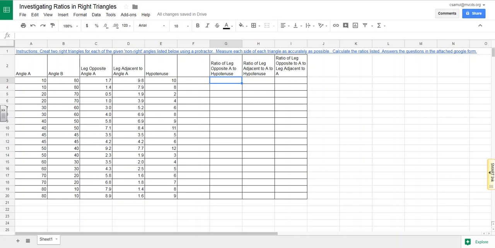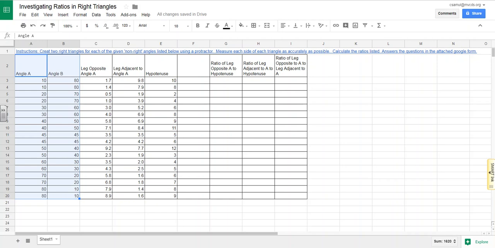So today we're going to be investigating ratios of sides in right triangles with specific angle measures. What you're going to do is draw two triangles for each of the measures listed here. So you see 10 listed twice, 20 listed twice.